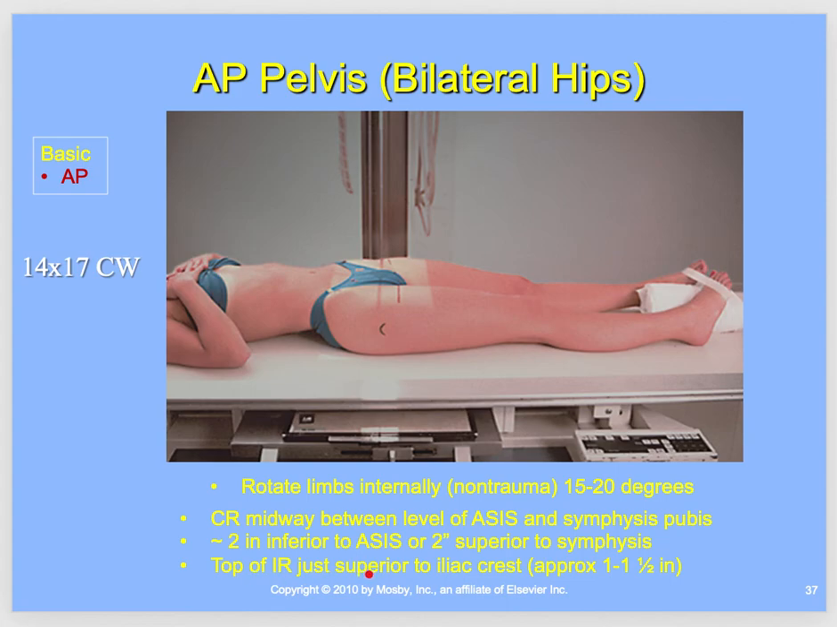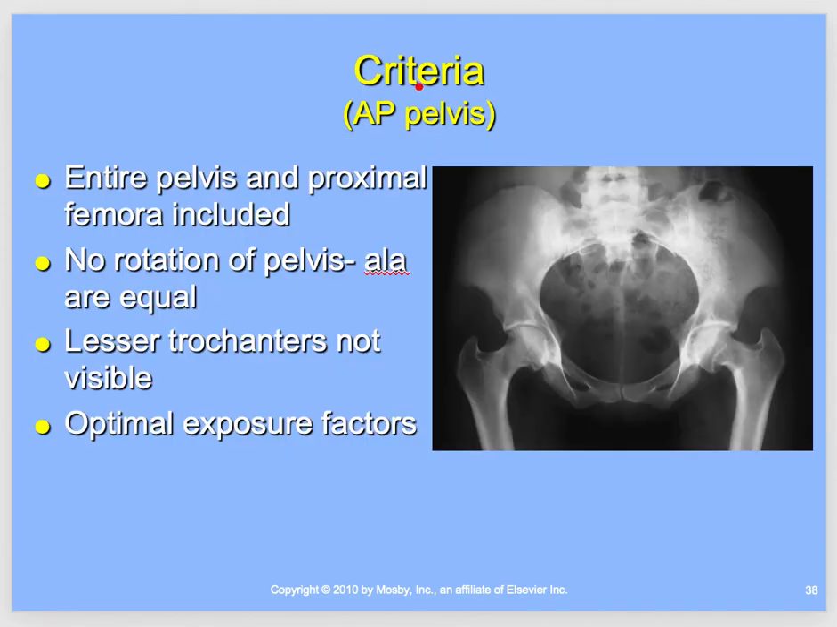Top of the image receptor is just superior to the iliac crest, approximately 1 inch to 1.5 inches. So you're going to find your iliac crest and make sure that cassette is about 1 inch, 1.5 inches above that iliac crest for that pelvis. You're going to be down the midline of the patient and then midway between ASIS, pubic symphysis, legs rotated in 15 to 20 degrees. So your pelvis criteria, you want the entire pelvis and proximal femurs.